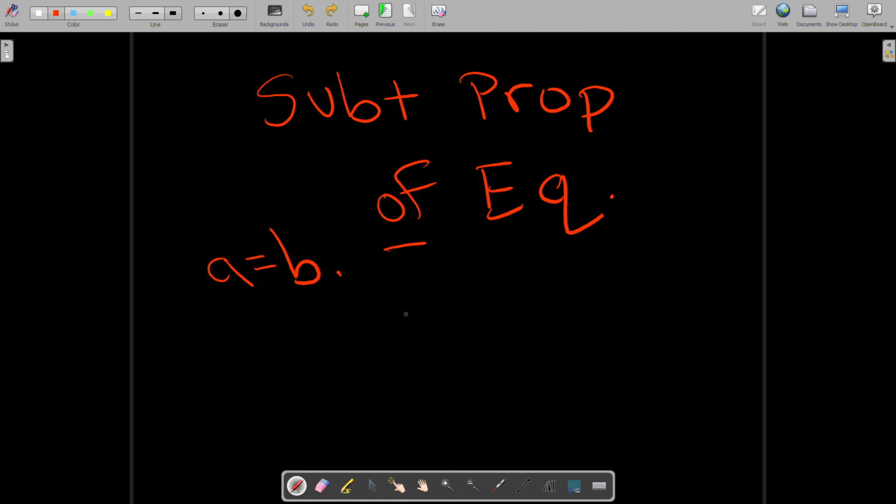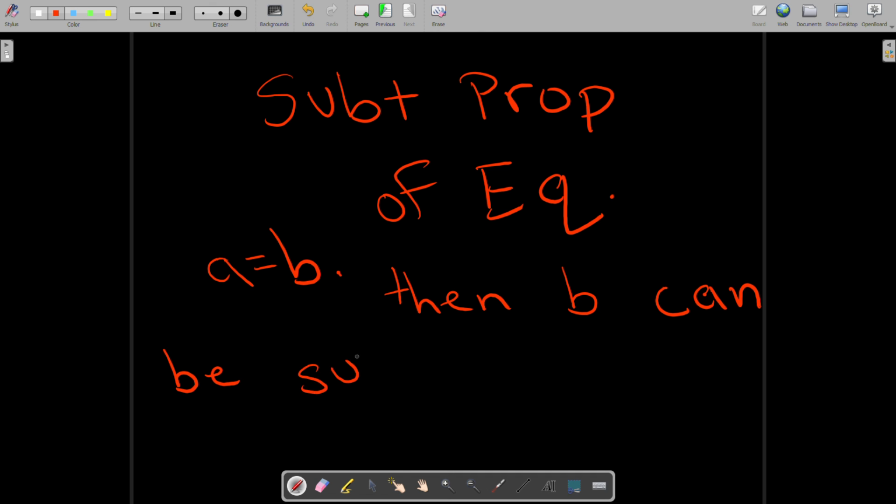Okay, let me just write that lower. Then B can be substituted for A. So that's the substitution property of equality. Because if A and B have the same value, then it doesn't matter what value you take. Because either way, you're going to get the same answer. Okay, so those are the 8 algebraic proofs, well, the main 8 algebraic proofs.